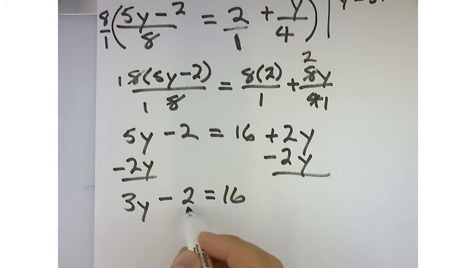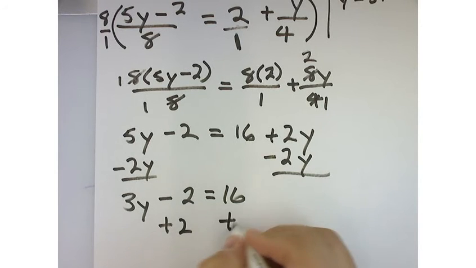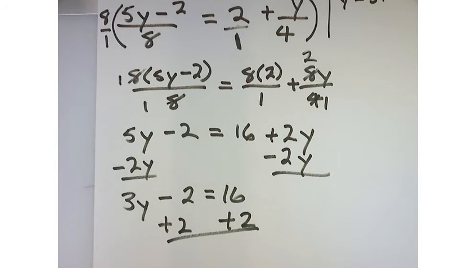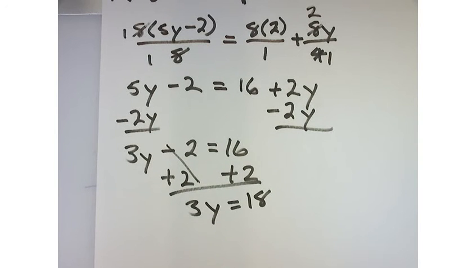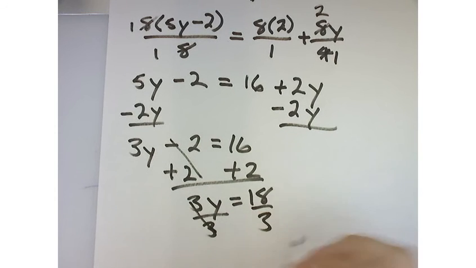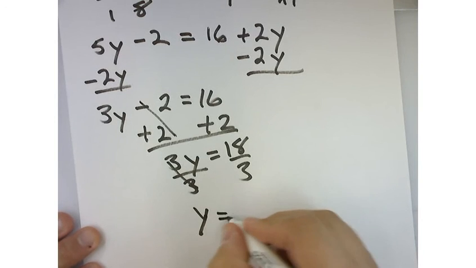I can move the negative 2 or the positive 3, but we know that moving the negative 2 should go first. So the opposite of subtracting 2 is adding 2. These cancel and I get 3y is equal to 18. 3y is a fancy way of saying 3 times y. So to move the 3, I do the opposite operation, which is divide. So I'm going to divide both sides by 3. So I get y is equal to 18 divided by 3, which is 6.